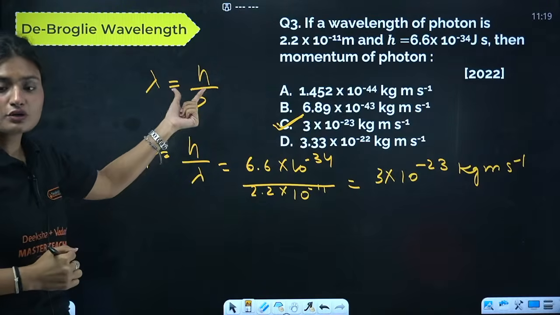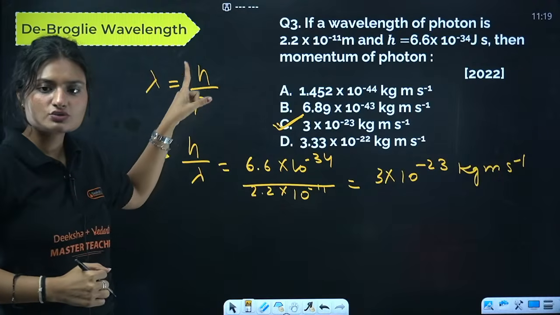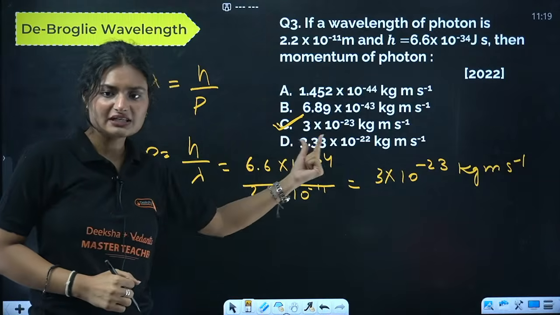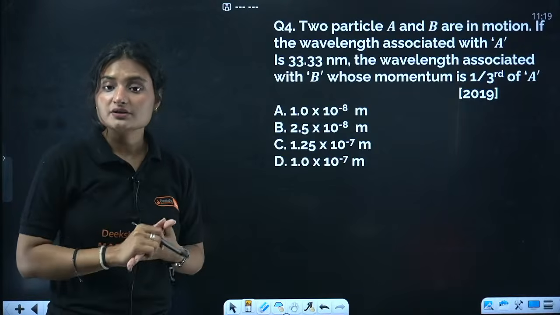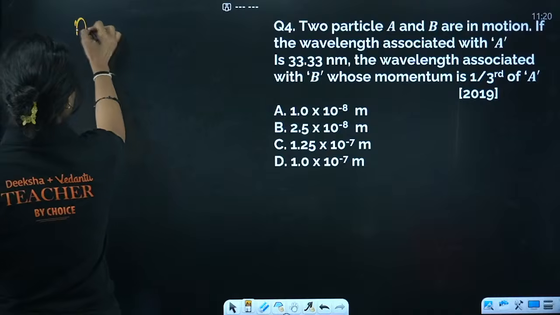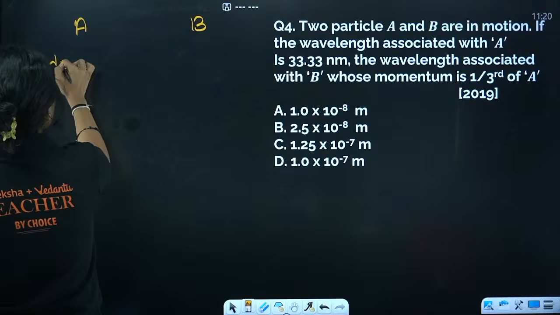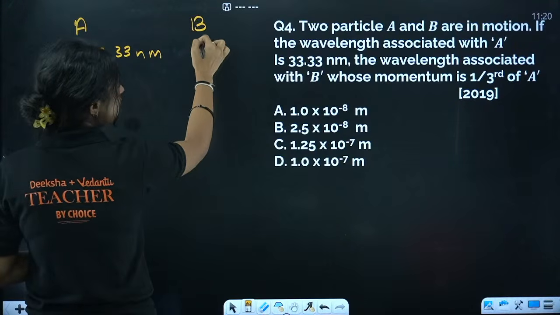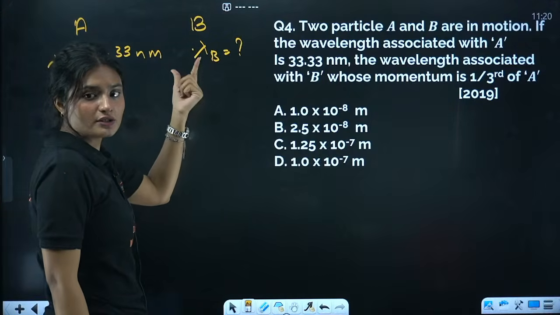According to de Broglie, the wavelength is related to momentum in this way: lambda equals h by p, and so momentum will be h by lambda. We know h, we are given the lambda, we can calculate it, simple, right? Next question, same relation you'll use here. We are given wavelength and momentum also. We are given two particles, A and B. Particle A has a wavelength of 33.33 nanometer. We need to calculate the wavelength for particle B.